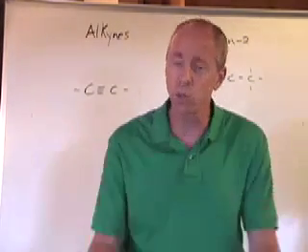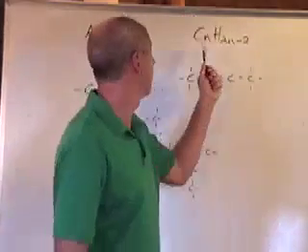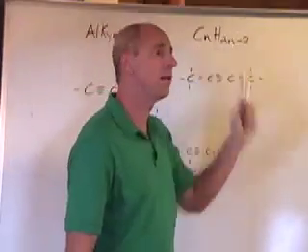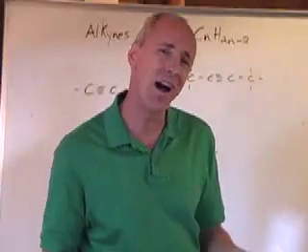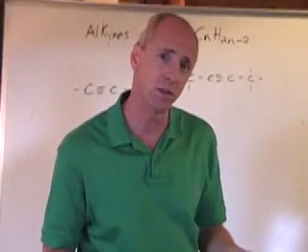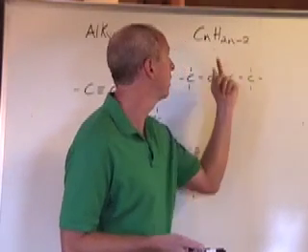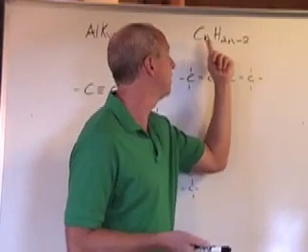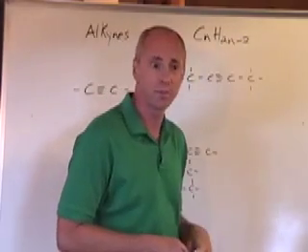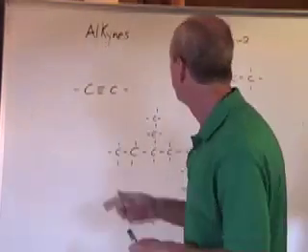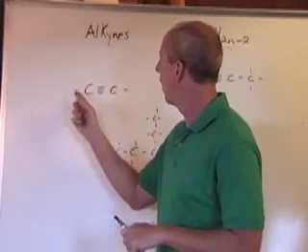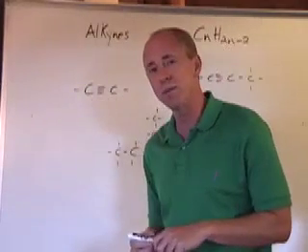Alkynes, triple bonds, with the general formula CnH2n minus 2. Now we have to take away basically four hydrogens from a saturated molecule to make this unsaturated one with a triple bond. So that's the general formula: two carbons long, with a hydrogen at either end and a triple bond in between.